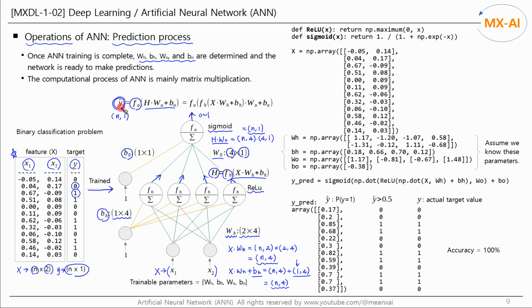Now let's implement this process in code. Write a function to find the value of ReLU, the activation function of the hidden layer. Then write a function to find the value of sigmoid, the activation function of the output layer. We define the input data X, and let's assume that we already know the parameter matrices of the neural network, WH, BH, WO, and BO.